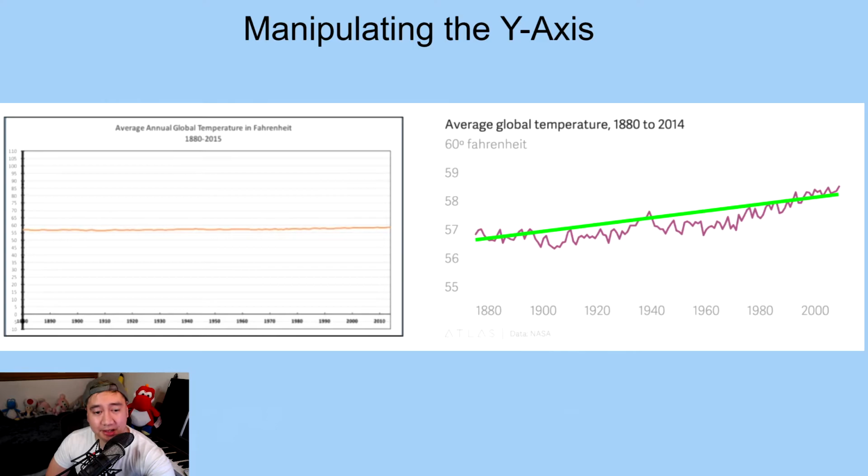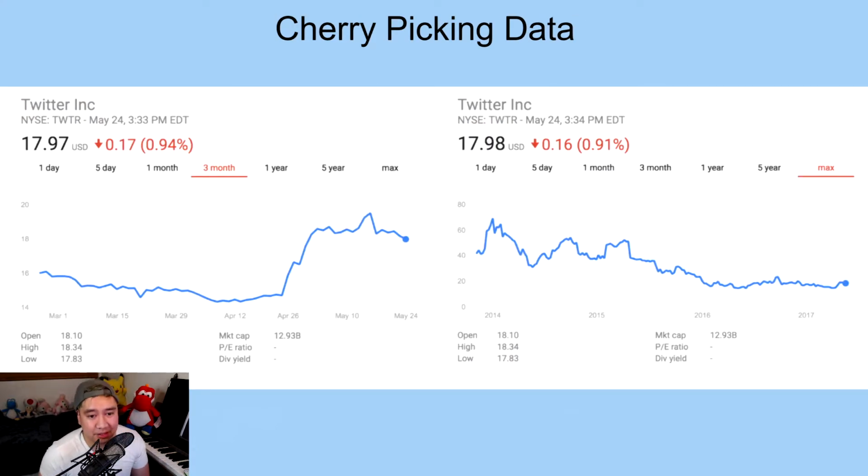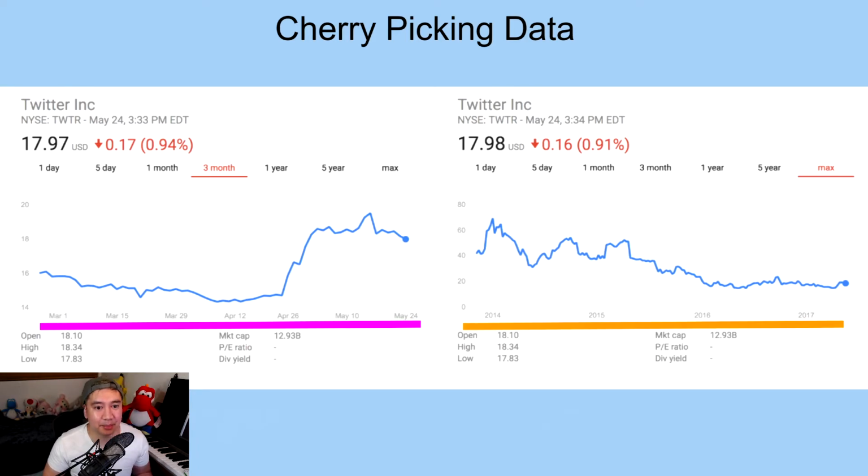All right, moving on. Cherry picking data. Here we have Twitter Inc.'s stock value in US dollars, represented in two graphs. The left graph is 3 months prior to May 24th, I assume 2017. And the right graph is the maximum span, maybe since Twitter had stock, from 2014 to May 24, 2017. We see here on top of the pink line, it's just ranging from March 1 to May 24th, which is about 3 months.